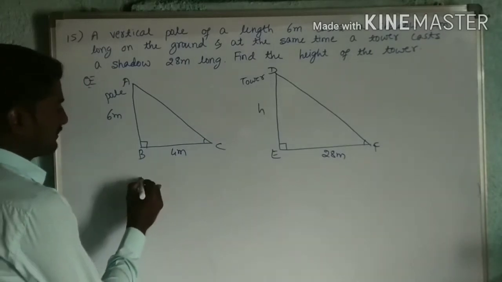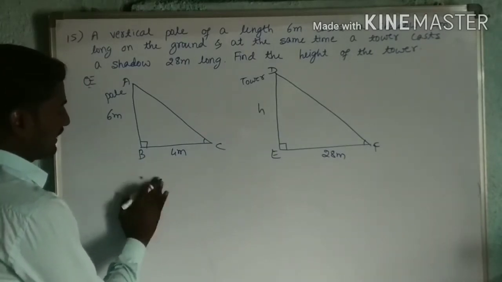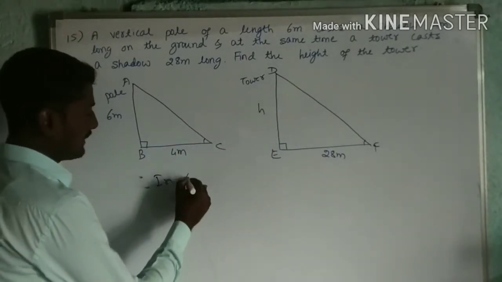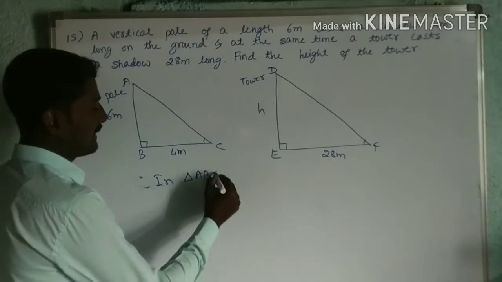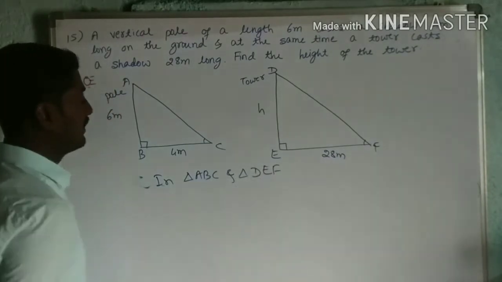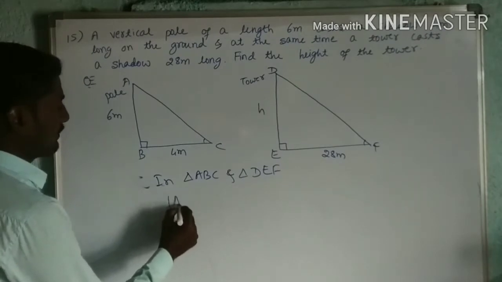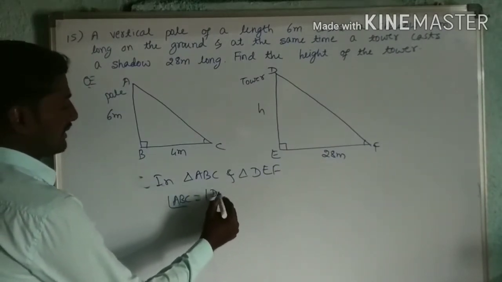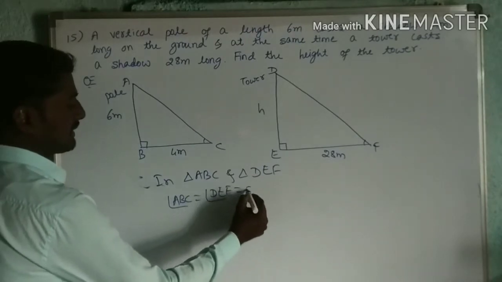So let us take triangles. We have to find H. In triangle ABC and triangle DEF, angle ABC is equal to angle DEF, which is 90 degrees.